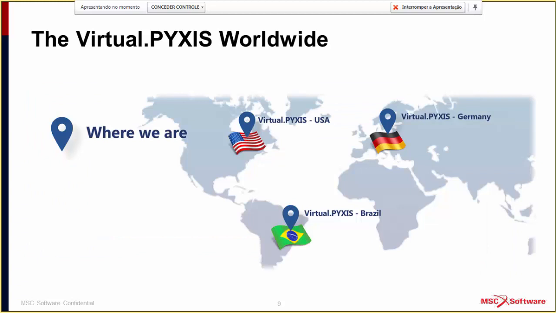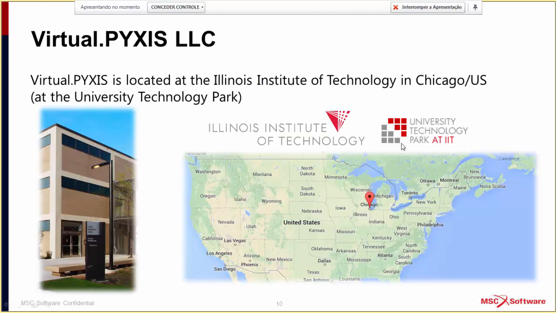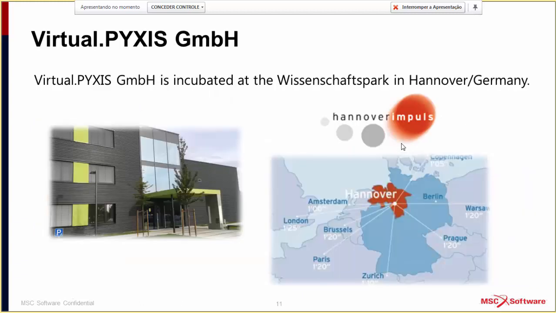And where we are located, our headquarters is in Chicago. We have another unit in Hanover, in Germany, and we work as a sales representative over here in Brazil, where I am right now just fixing some problems, but normally I am located in Germany. In the States, we are located at IIT, Illinois Institute of Technology, at a very great place called the University Tech Park. And we have another unit in Hanover, in Germany, at Wissenschaftspark. Wissenschaftspark means knowledge park in German.